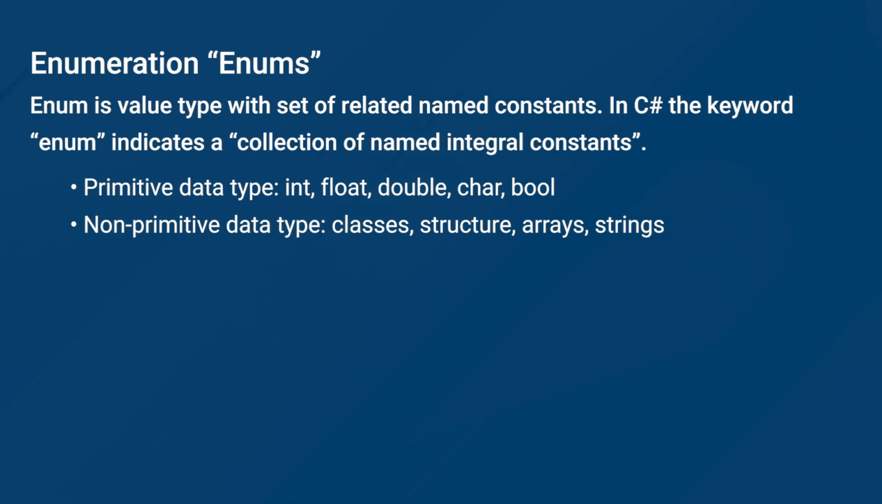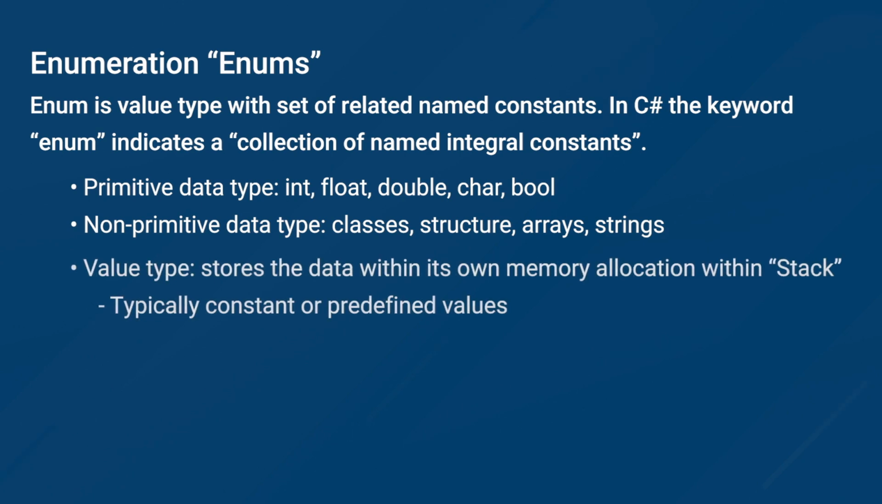Let's define the value type and reference type here. The value type stores the data within its own memory allocation within stack. These are typically constant or predefined values. Every enum type is derived from System.Enum so that we can use System.Enum methods.